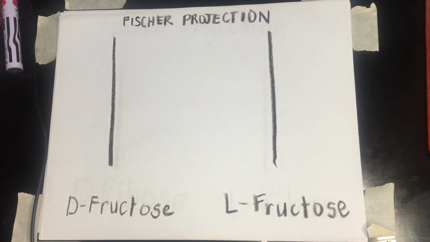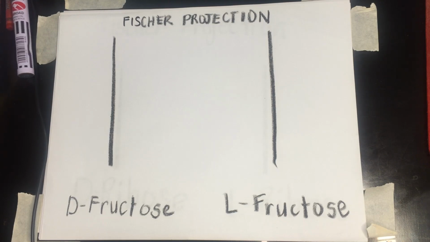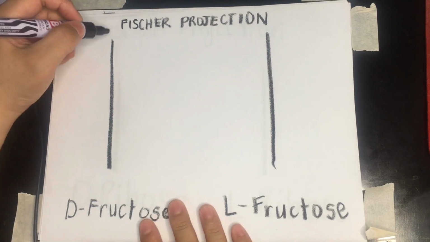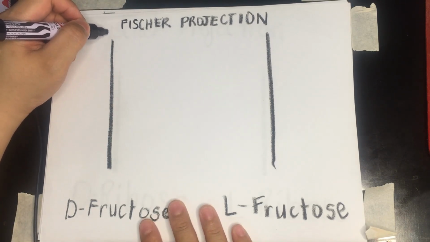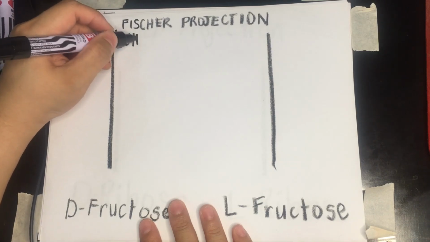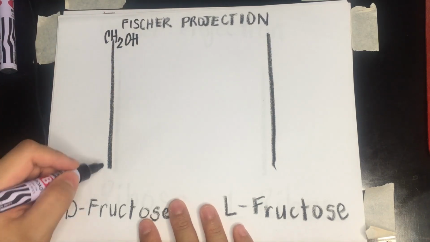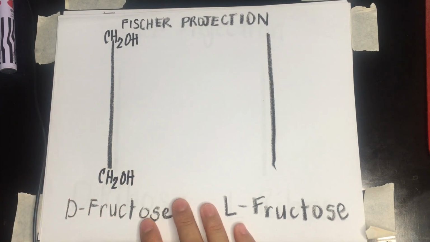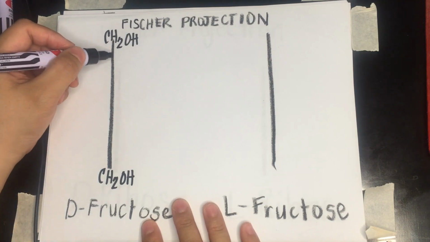Now we have the Fischer projection for D-fructose. D-fructose contains 6 carbon atoms. We are now going to write the structure. On top, we have an alcohol, same as true on the terminal end. Since there are 6 carbon atoms, let us put lines.